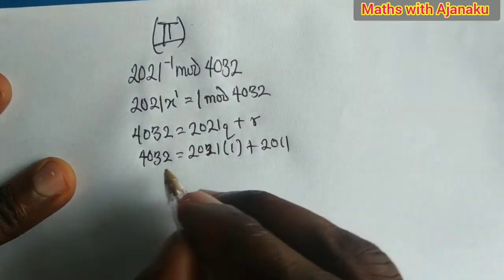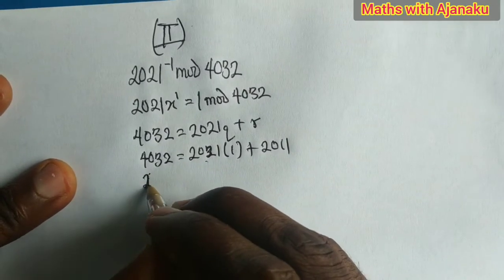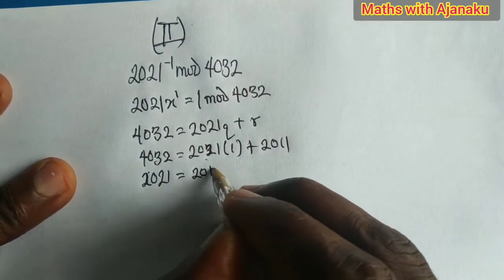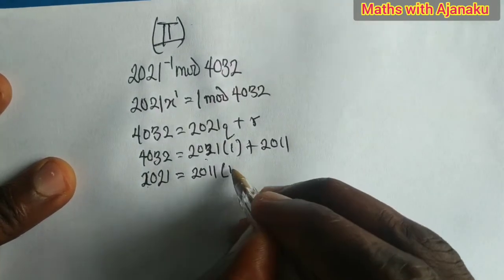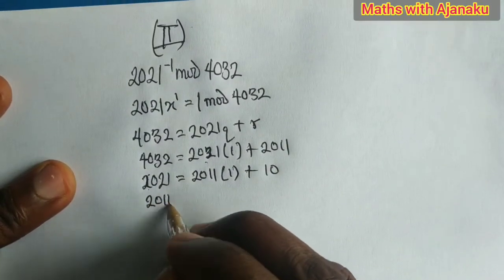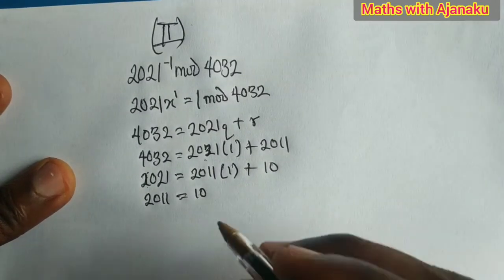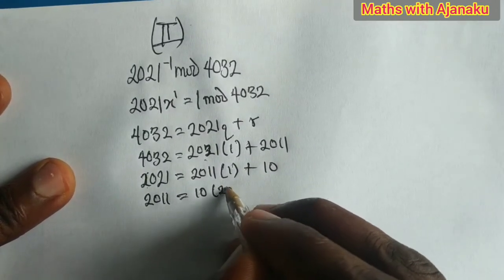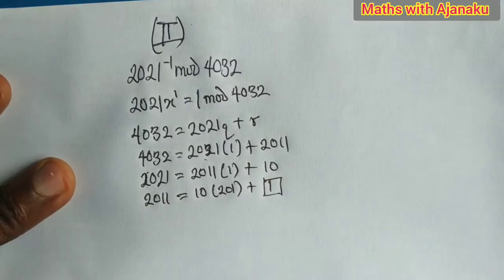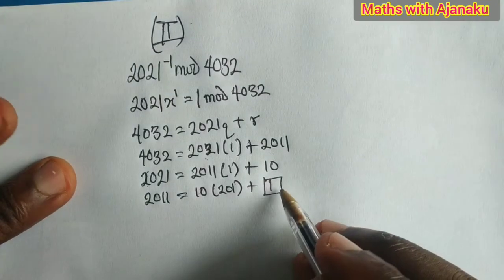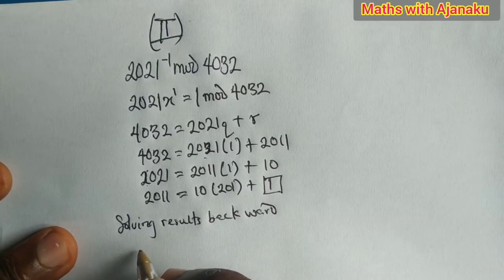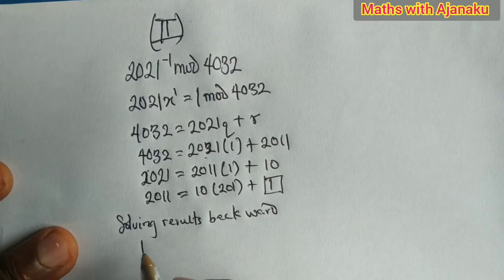Then you shift this over here, 2021 is equal to 2011 once, but remainder 10. Then 2011 divided by 10, we go in 2011, that's 201 times remainder 1. And on getting to this remainder of 1, we start solving the results we got backward. Starting with the last one, we start making the remainders the subject of the formula.